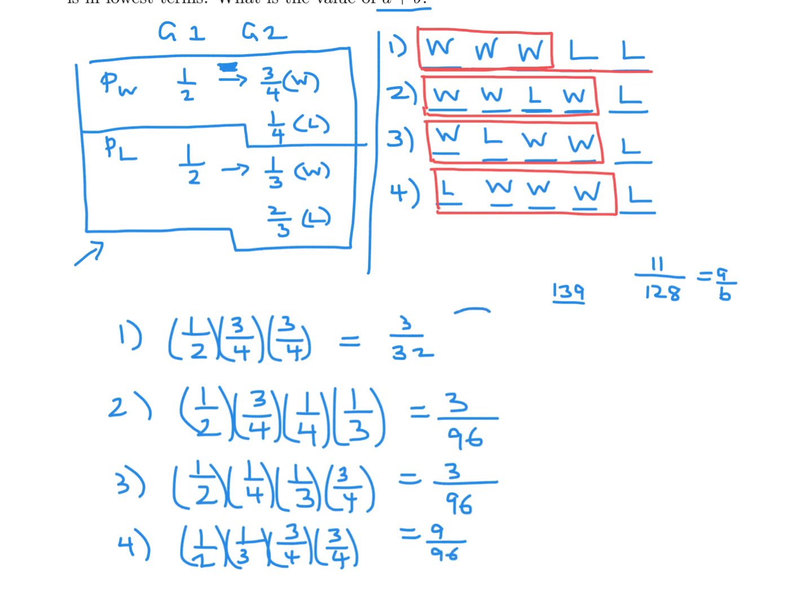Okay, so now the whole thing has to be added. So when you do this, let's just put this over 96. So that's going to be 9 over 96. So this will be 9 plus 3, 12. 12 plus 12.